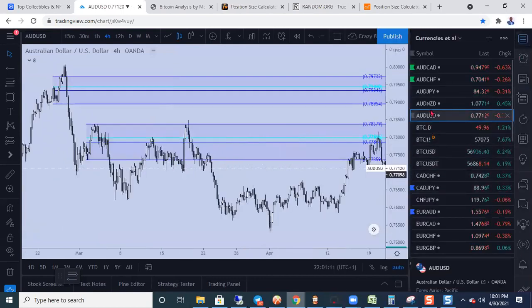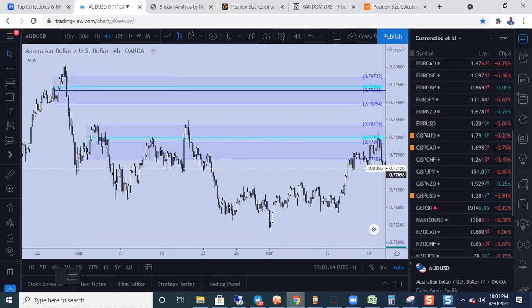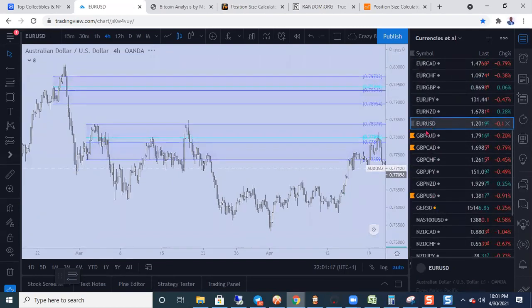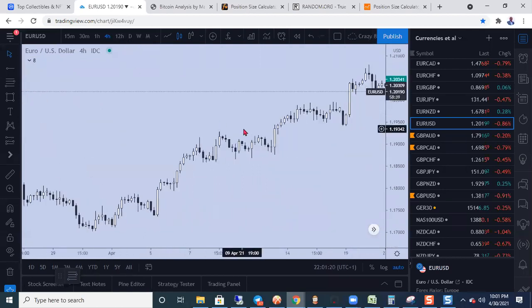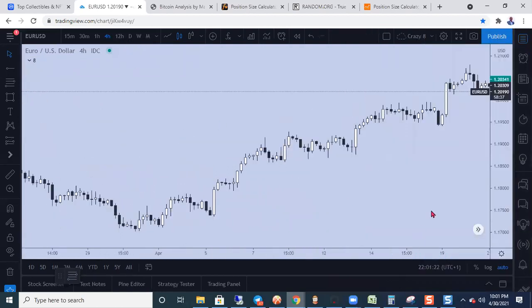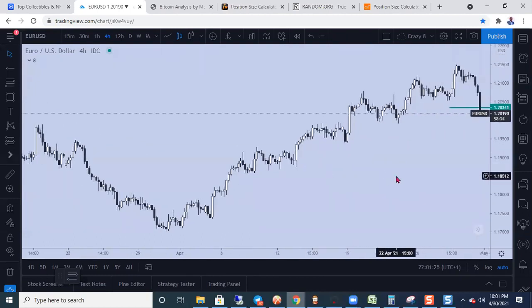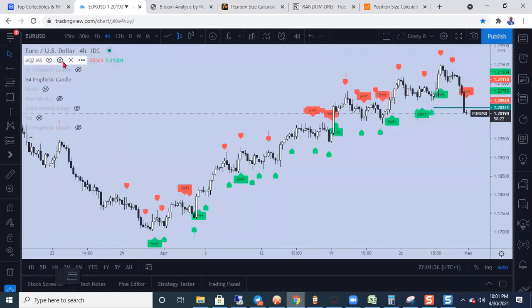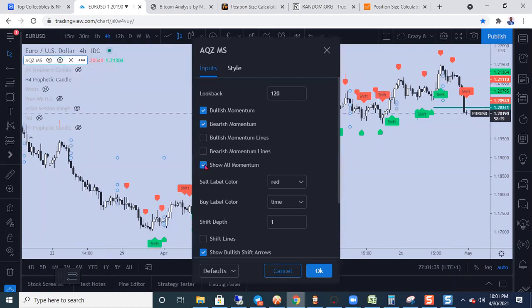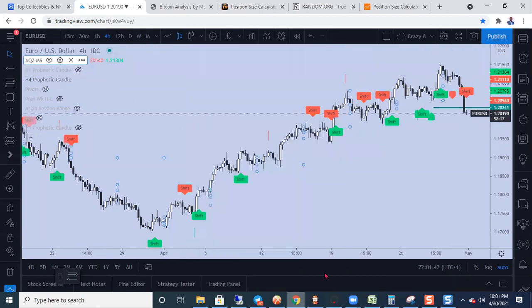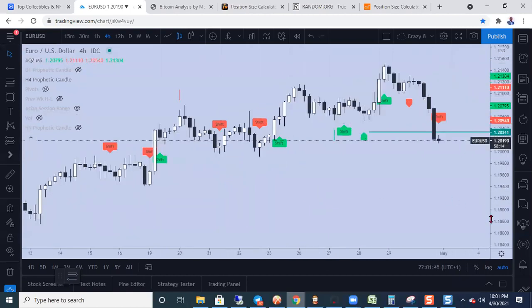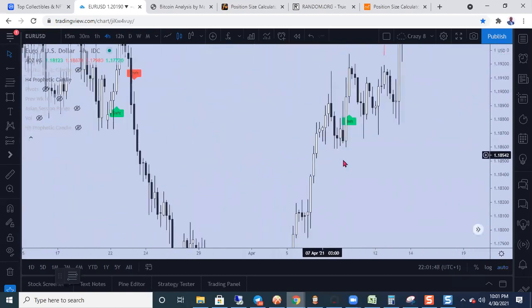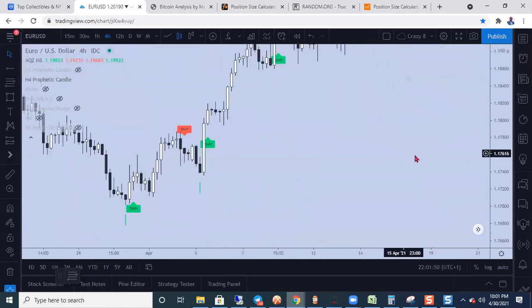So let's wrap this up in like 5 minutes now. Let's go back to Euro USD and go back to 4 hours, right? 4 hours is a little bit more noisy, but that notwithstanding, you could still trade it. We're going to put on the H4 prophetic candle now, and then we're going to call up our AQZ momentum shift, and we'll trade it by taking out the show all momentum and just leave the shift alone, right? So let's see how we would have traded this, and then we'll call it a wrap for today. All right.